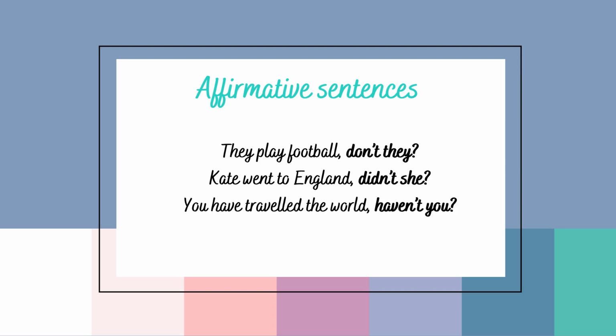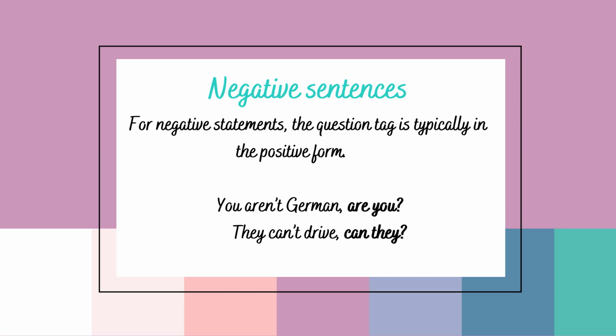They play football, don't they? Play is present simple and the negative of present simple in this case is don't. Kate went to England, didn't she? Went is past simple, so the negative of past simple is didn't. You have travelled the world, haven't you? We take the have or has and put it in negative.